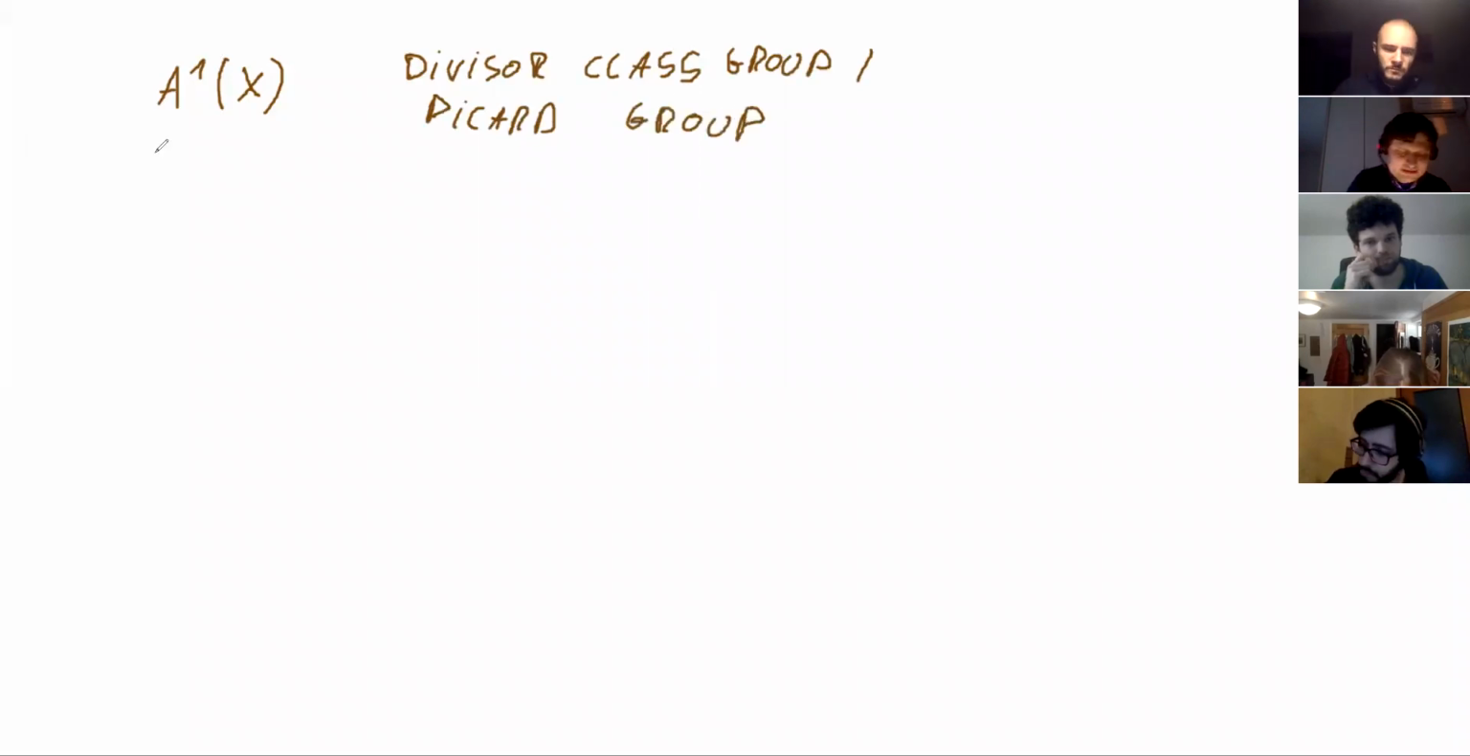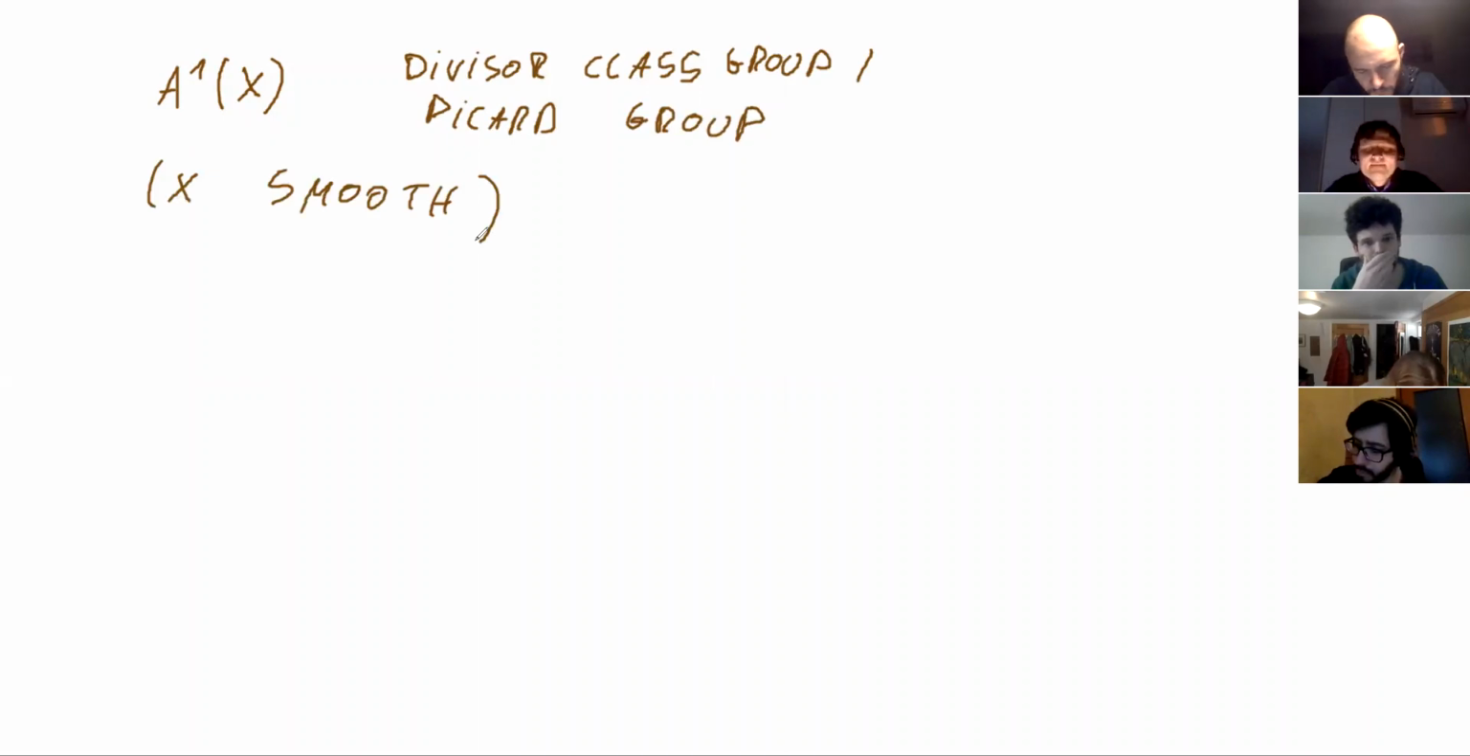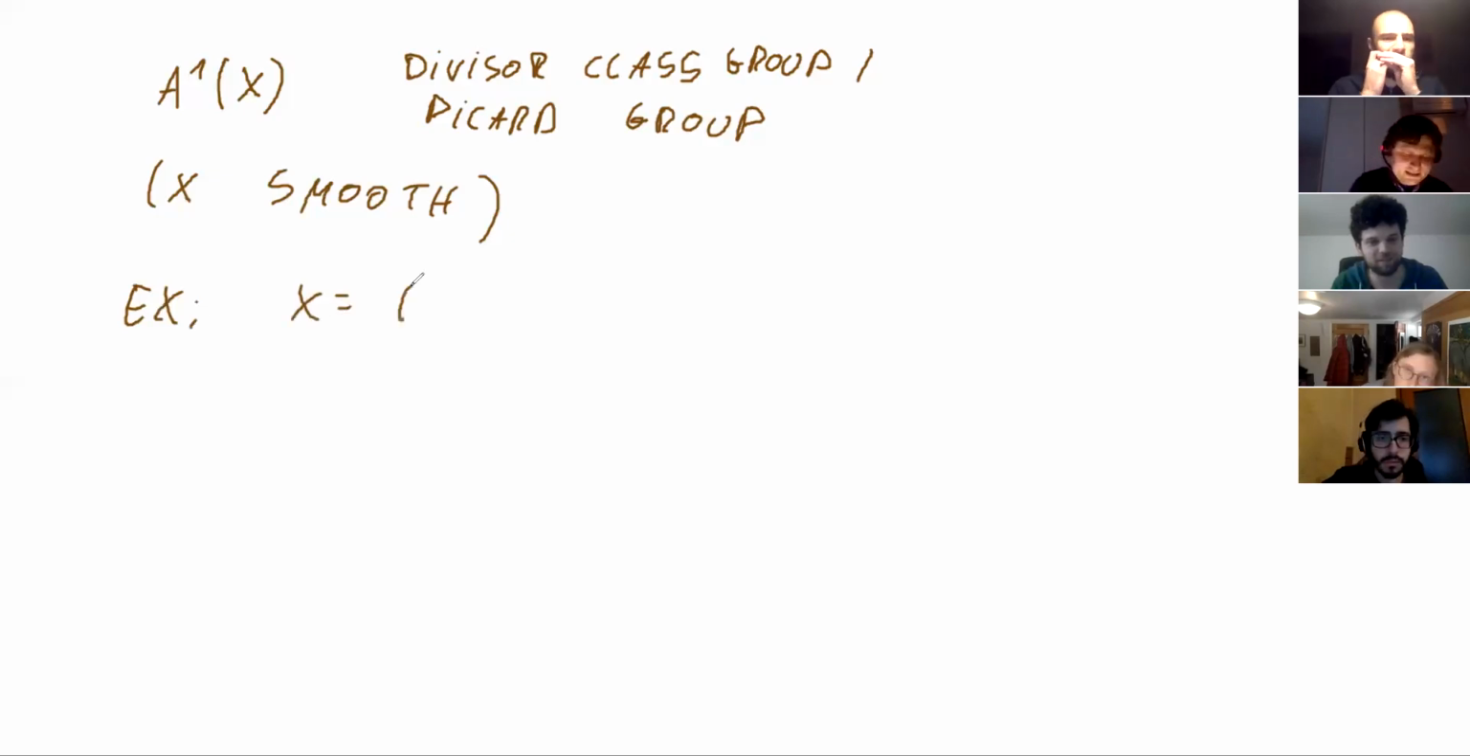So to say that all these are the same, again, I recall that X is smooth. So these are classes of codimension 1 subvarieties, formal linear combinations of them modulo rational equivalence. So now, in time for example, I hope, we go back to P^n.